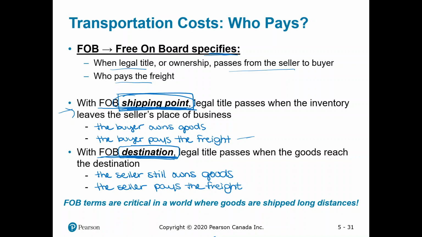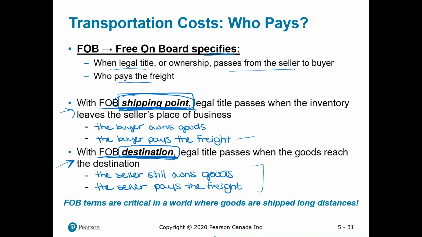So this is risky. There could be hurricanes, maybe even pirates. So because of this risk, us, the car dealership here in Canada, we don't want to take that risk. So we don't want to take ownership until those cars safely arrive here to us. Therefore, we would choose the terms free on board destination. Therefore, the car manufacturer in Japan, they own those goods until they're delivered here to us. Because of that, they arrange the shipping and therefore they pay for that freight.